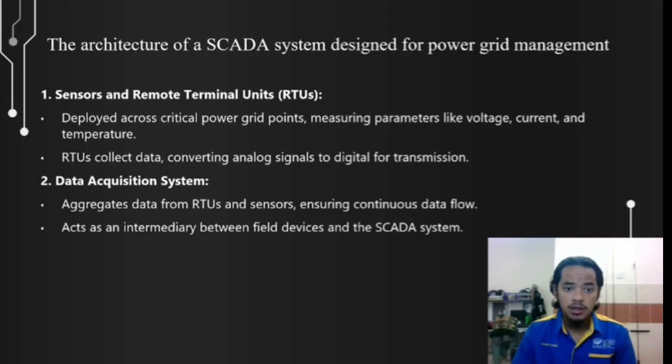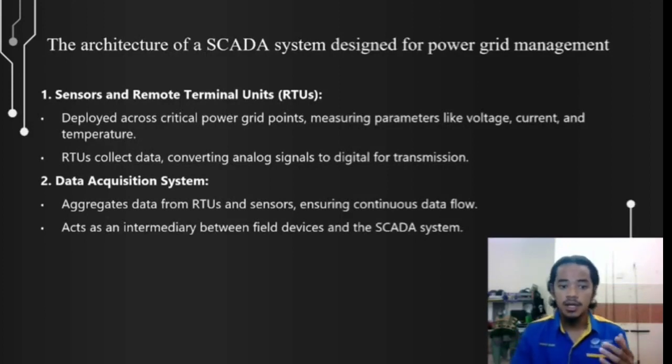The architecture of SCADA system designed for power grid management has nine components. One, sensor and remote terminal unit (RTU). RTUs are deployed across critical power grid points, measuring parameters like voltage, current, and temperature. And RTU also collects data and converts analog signal to digital for transmission.